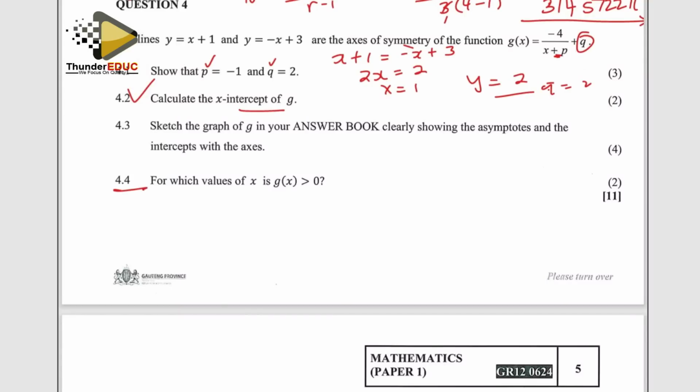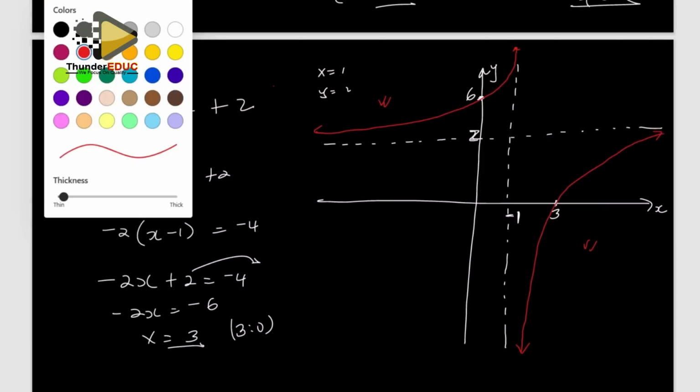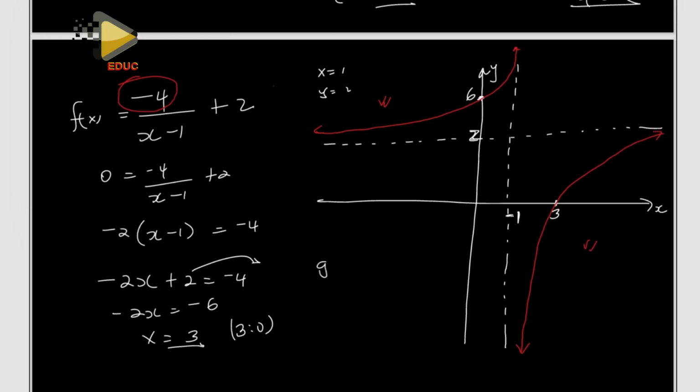Then they're asking us for which values of x is g of x greater than 0. Now, for g of x to be greater than 0, where do we find the graph to be above the x-axis? So at the point of 3, that's where we are seeing the difference, that one graph is going down and the other is going up.